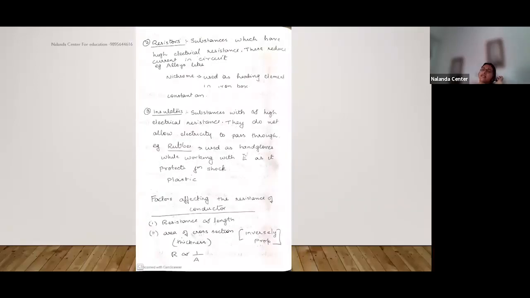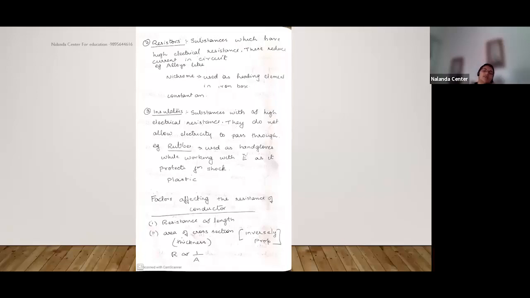Now, what are resistors? Resistors are substances with high electrical resistance. Alloys like nichrome and constantan are very good resistors. They are used as heating elements in iron boxes. Now, what about insulators? Substances with infinitely high electrical resistance. They do not allow electricity to pass through them. Rubber is a very good example, and using rubber we make hand gloves so that we can work on electrical equipment and shock is prevented. Plastic is also a very good insulator.